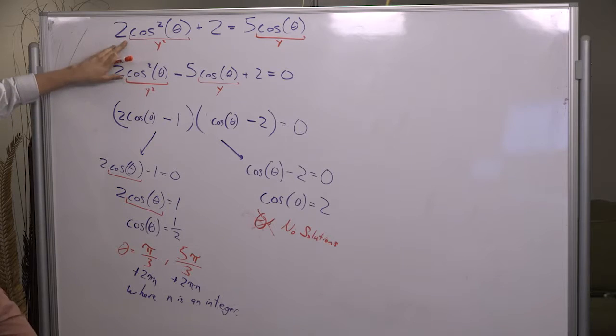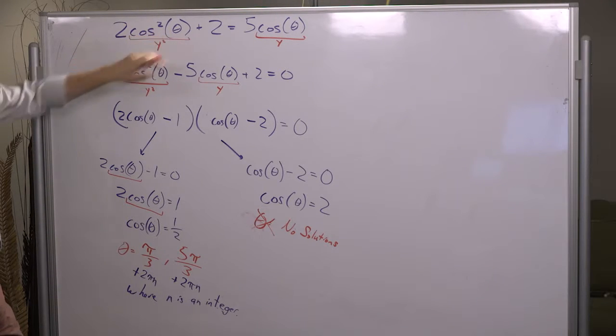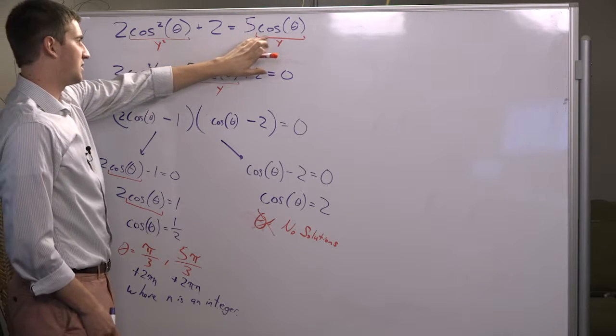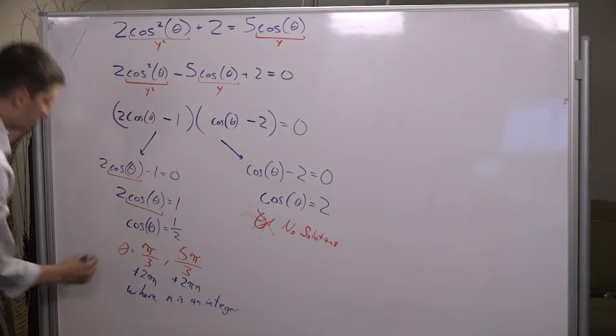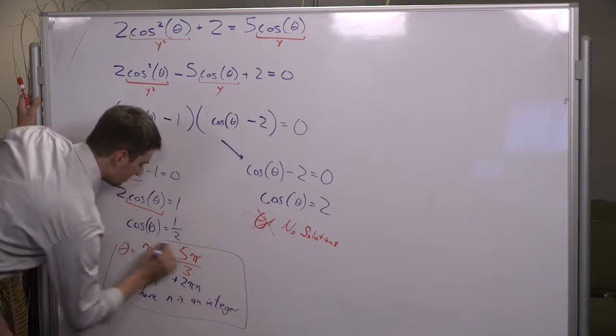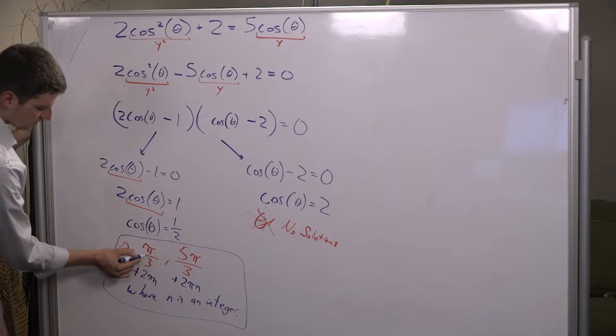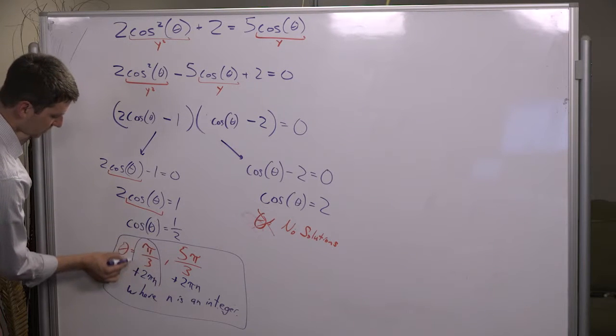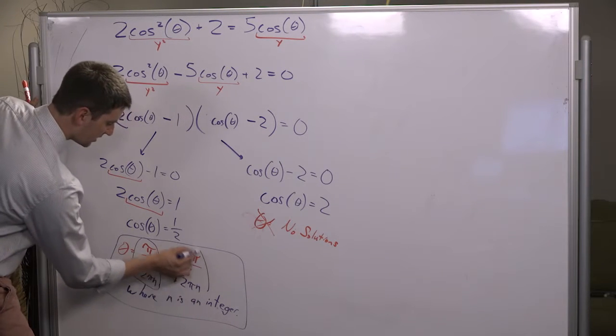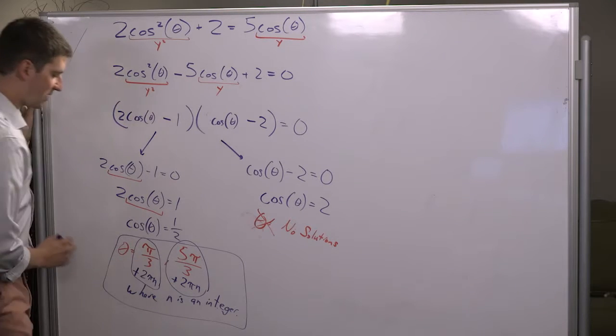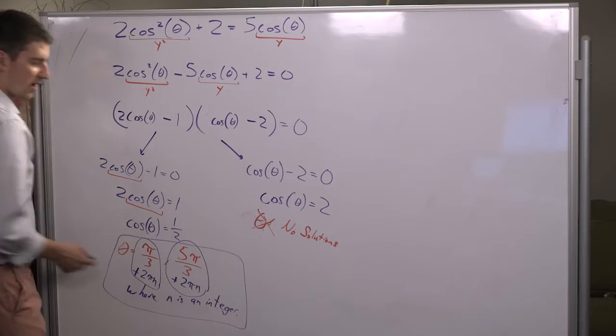So when is 2 times cosine squared of theta plus 2 equal to 5 times cosine of theta? Only these are solutions: pi over 3 plus 2 pi n and 5 pi over 3 plus 2 pi n, when n is an integer.